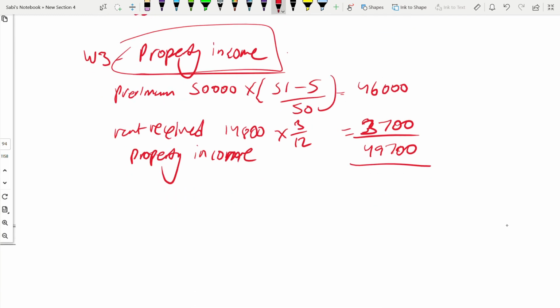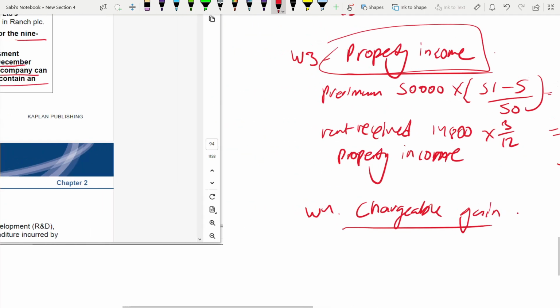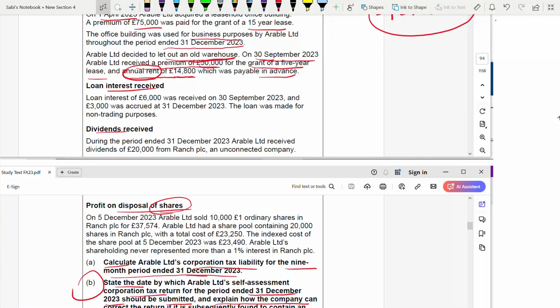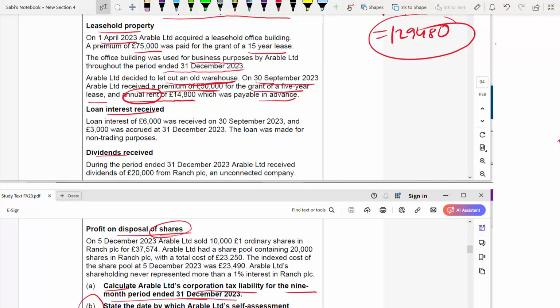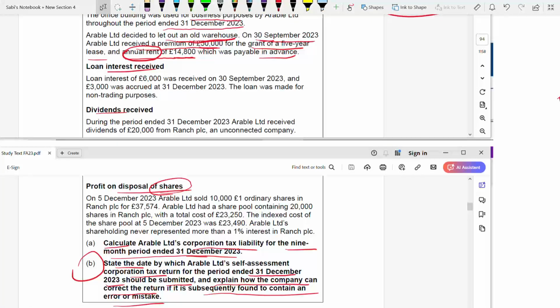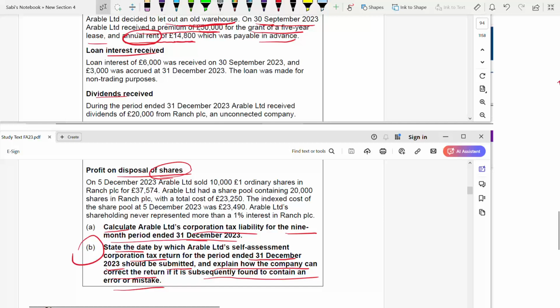Next, working for chargeable gain from disposal of shares. We'll see whether substantial shareholding exemption is there or not. For that we need to read the information. For dividend receipt and loan interest, not much working is required. You can just do plus minus and get the answer. But chargeable gain needs working because we need indexed gain, unindexed, and we have to say whether exemption is there or not.